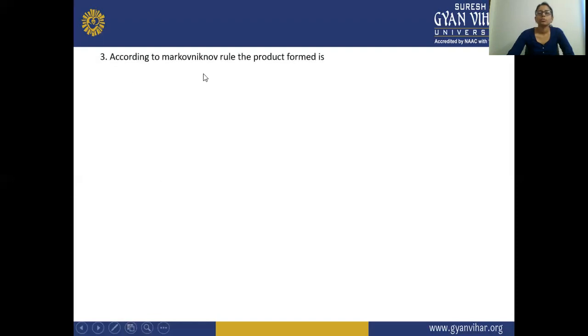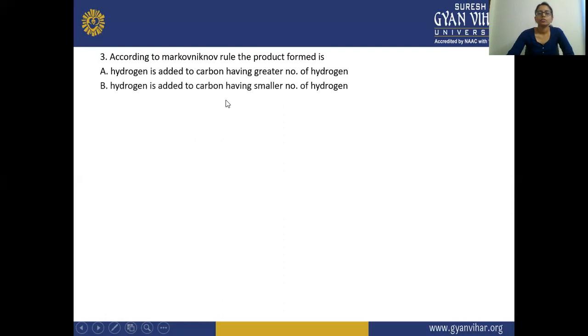Now the third: according to Markovnikov's rule, the product formed is that hydrogen is added to the carbon having the greater number of hydrogens; hydrogen is added to the carbon having the smaller number of hydrogens; none of the above; or all. In this, according to Markovnikov's rule, the hydrogen is added to the carbon with the greater number of hydrogen atoms. The option is A. A is correct.